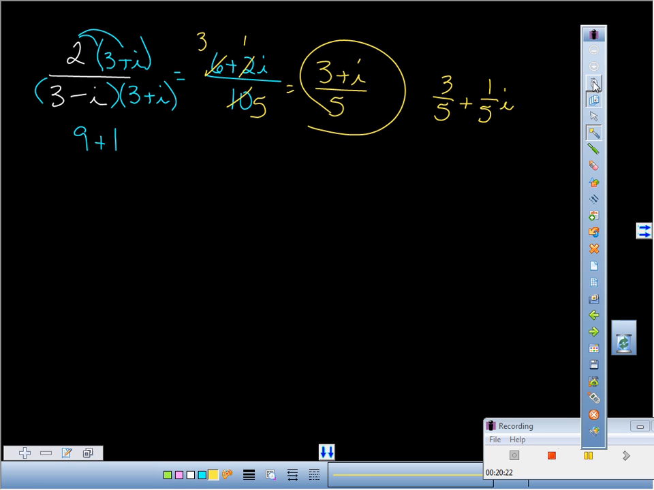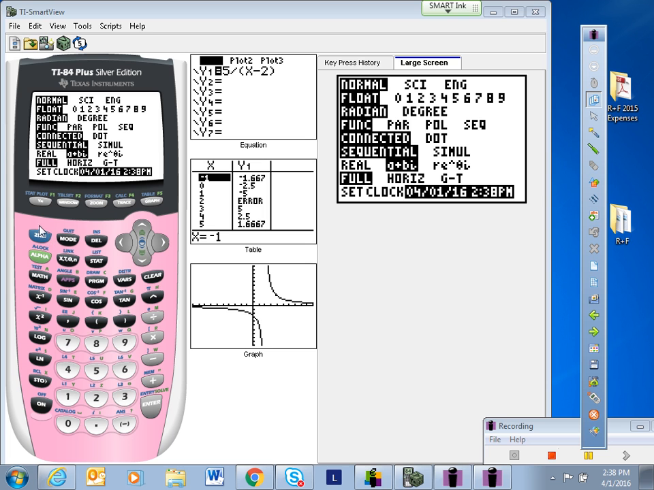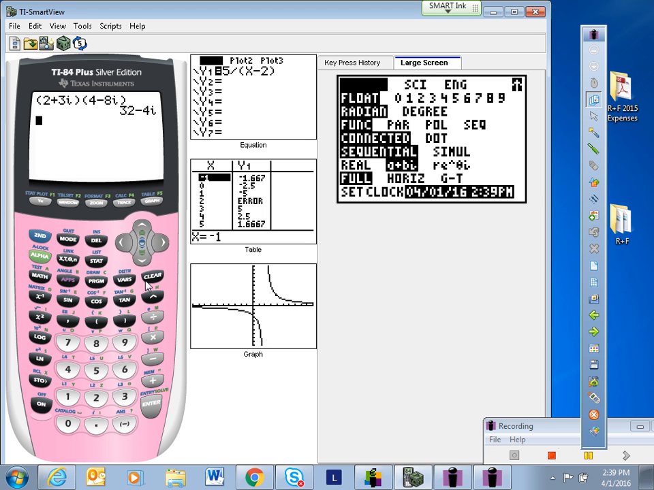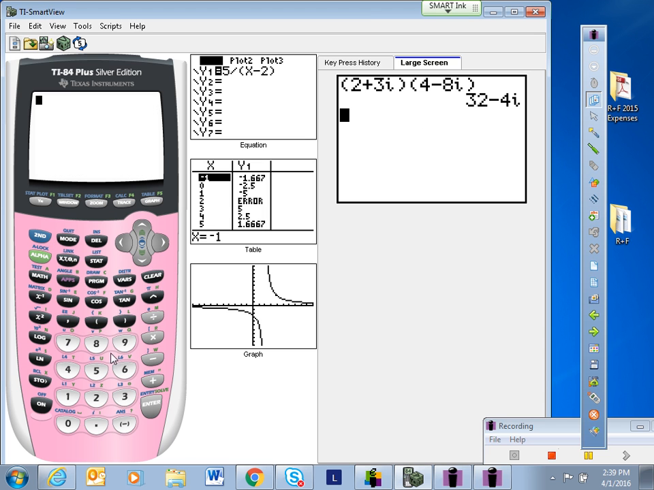So, a plus bi. You want us to do that? Yeah, I want you to do it in your calculator. 2 over 3 minus i. Like, say you give us most of the problems. Oh, I see what you're saying. Yeah. 2 divided by, just a minute, 3 minus i.